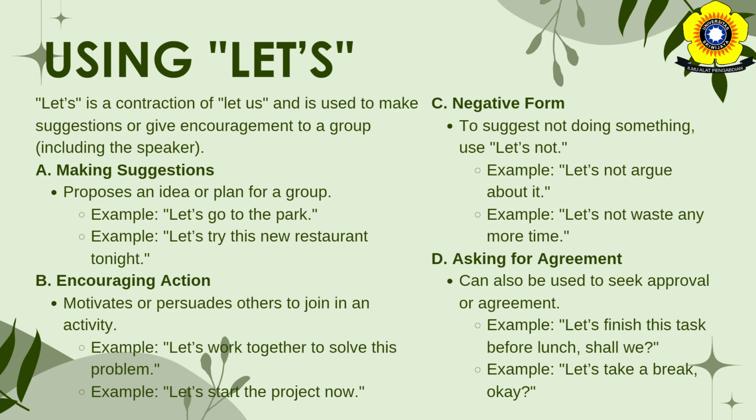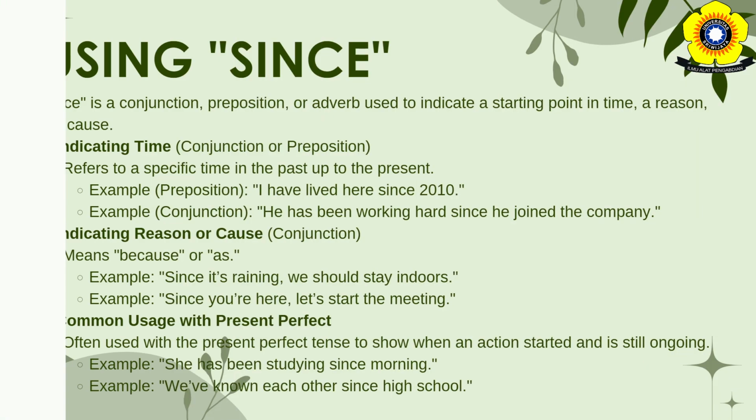The third one is in negative form. To suggest not doing something, we usually use let's not. Example, let's not waste any more time. Fourth one, asking for agreement. Let us can also be used to seek approval or agreement. Example, let's finish this task before lunch, shall we?